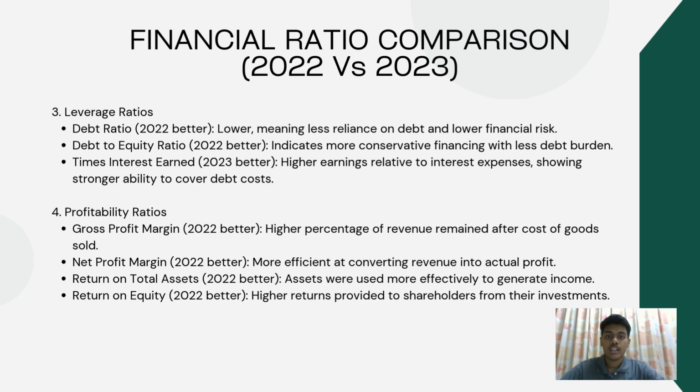So the last one is the profitability ratio. For the gross profit margin, 2022 is better because they have a higher percentage of revenue remaining after cost of goods sold. The next one is the net profit margin. 2022 is also better because they are more efficient at converting revenue into actual profit. And then return on total asset, also 2022 is better because assets are used more efficiently to generate income. Then the last one is the return on equity. 2022 is also better because they provide a higher return to the shareholder from their investment.